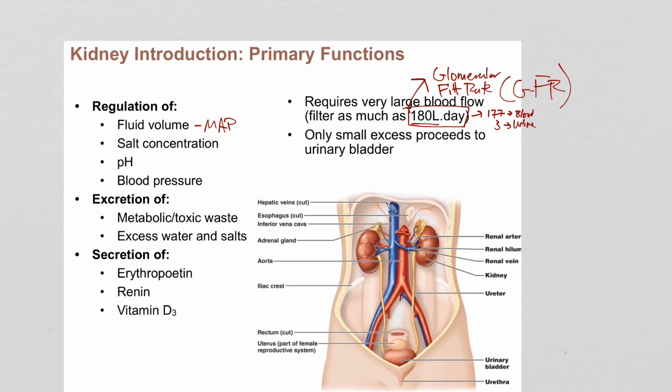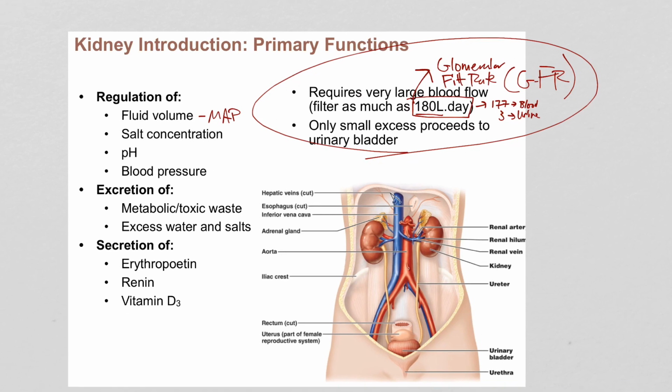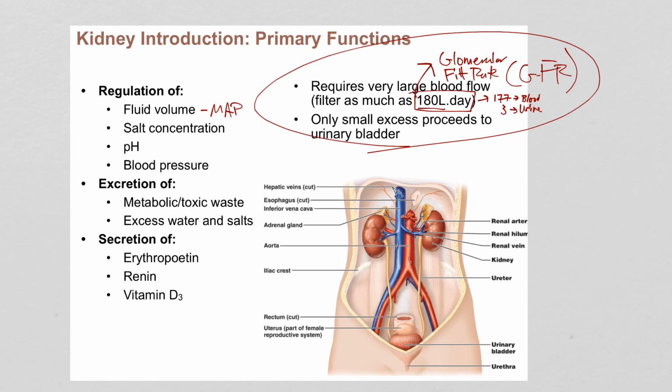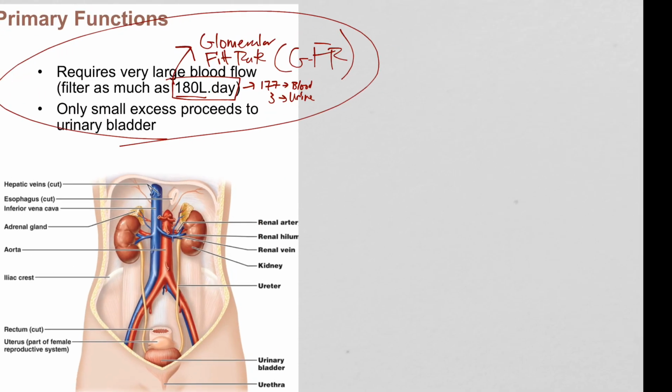And the question is, why do you have to do so much filtering? Right? If you're only forming 3 liters worth of urine, what's the point of filtering 180 liters of fluid? And primarily what it comes down to is you have to keep that GFR number high, because your kidneys are constantly sampling substances from your blood. And I want to make a list.